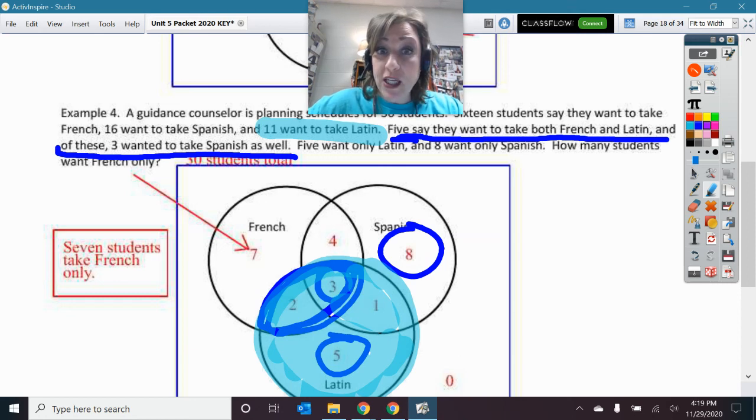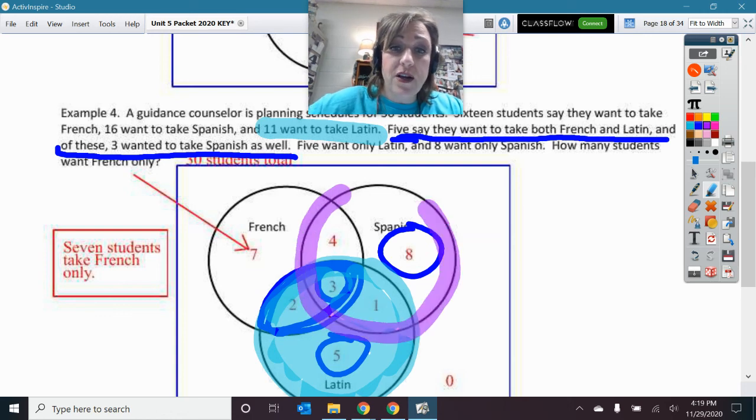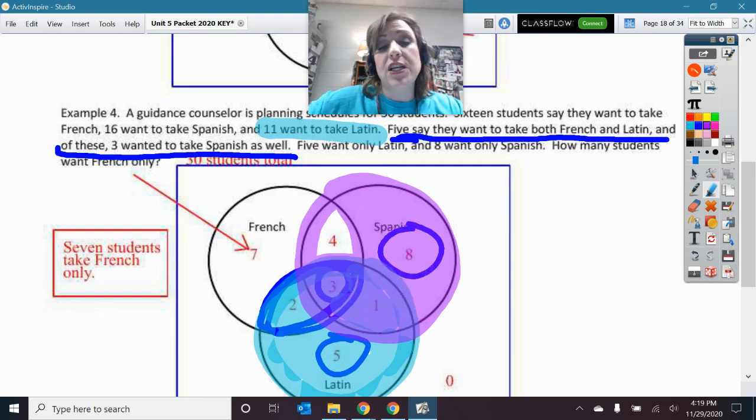Okay, so here's what I notice. In my Spanish circle, right here, I have got all of these areas accounted for. I've got the 8, the 1, and the 3. So I have got 12 people in that Spanish circle, and the only one that's missing is this one here that I have blank. And so if 16 want to take Spanish, then that must mean that is 4 to finish that out. And so then I'll do my last part.